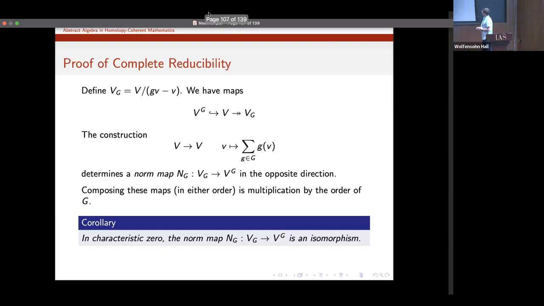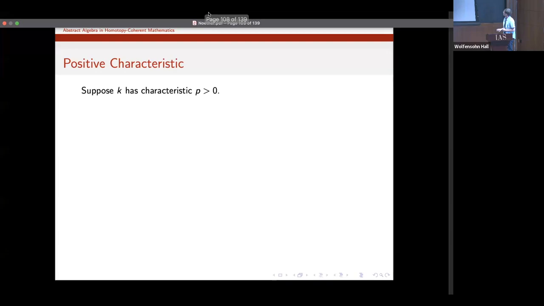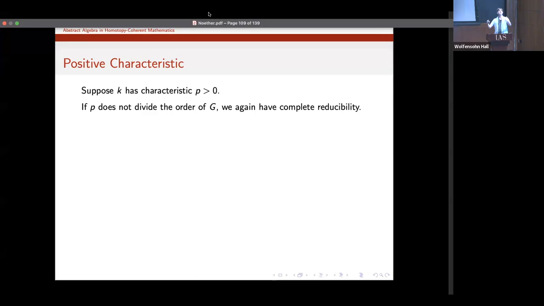Now that's how things work in characteristic zero. So what happens in positive characteristic? Suppose that we're studying representations over a field of characteristic p. Well, if p does not divide the order of the group G, then you can say all of the same things that I just said. You can still divide by the order of the group G, so representations of G are completely reducible.